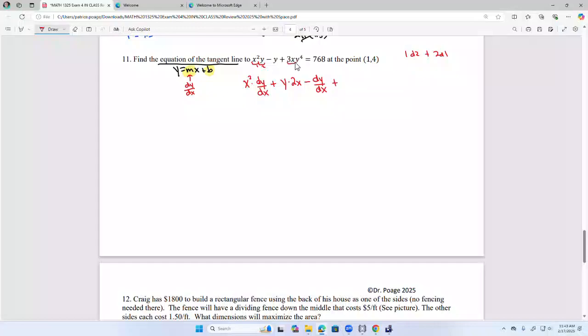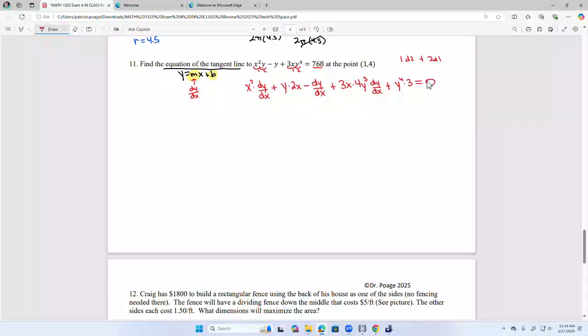Plus, oh, this is exciting, I have another product rule. So plus 1, just going to write it down. d2, derivative of y to the fourth is 4y to the third, and I just took the derivative of y with respect to x. That's 1 d2. Plus 2, I'm going to write it down. d1, derivative of 3x is 3. Equals, the derivative of 768 is 0. So there's my calculus step.